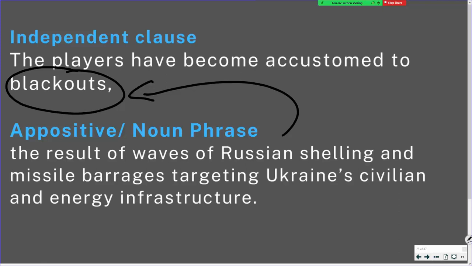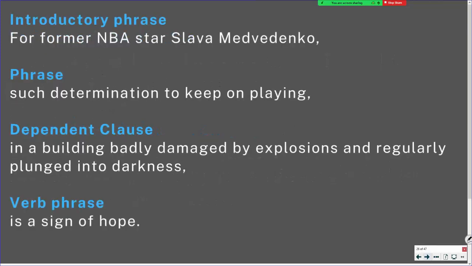So we know these blackouts, they're not just blackouts. They're blackouts that have been caused by the Russian army targeting the Ukrainian power infrastructure, right? They're identifying how the Ukrainian people make energy, and then they're bombing those facilities to make sure that they don't have power. So for former NBA star Slava Medvedenko, such determination to keep on playing, in a building badly damaged by explosions and regularly plunged in darkness, is a sign of hope, right? And so again, you can just see how the writing gets chunked up into these different sections, okay?